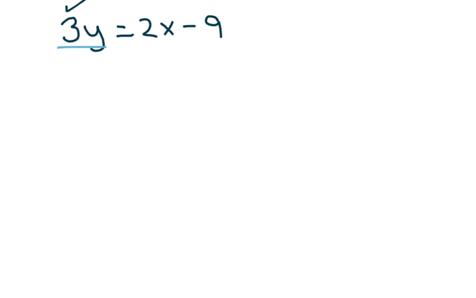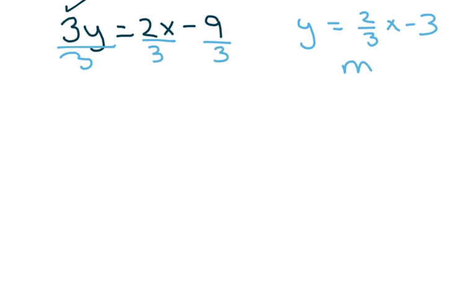So I'm going to divide each of my terms by 3. And when I rewrite this, I have y equals 2/3 x minus 3. So my m is 2/3 and my b is -3. Or you could say your y-intercept is (0, -3).